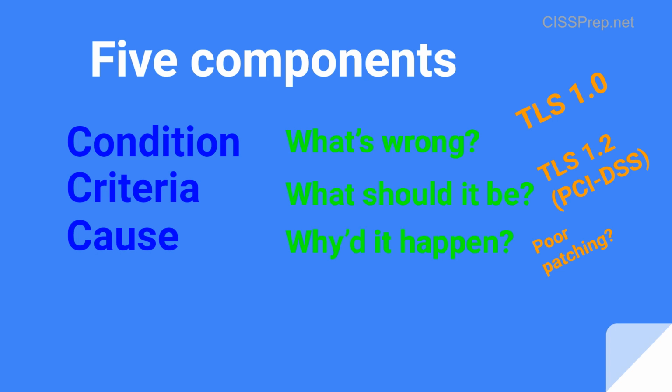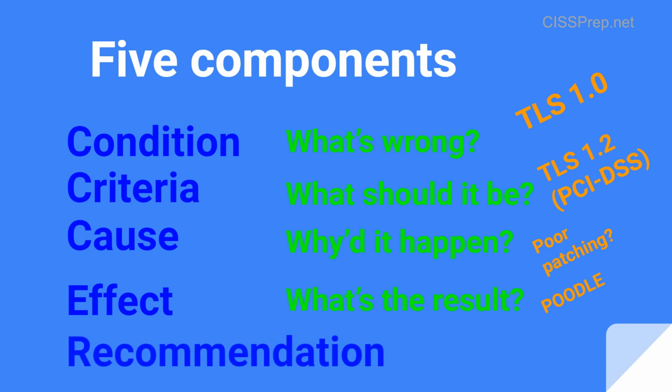The effect is the net result of what will happen or what is happening because of the weakness. Not to be redundant, but you can think of this as the what's the result statement. In this case, the effect statement might read something like TLS 1.0 is vulnerable to the POODLE attack, which enables attackers to decrypt sensitive information. The recommendation is exactly what it says. It's what people need to do to fix it.